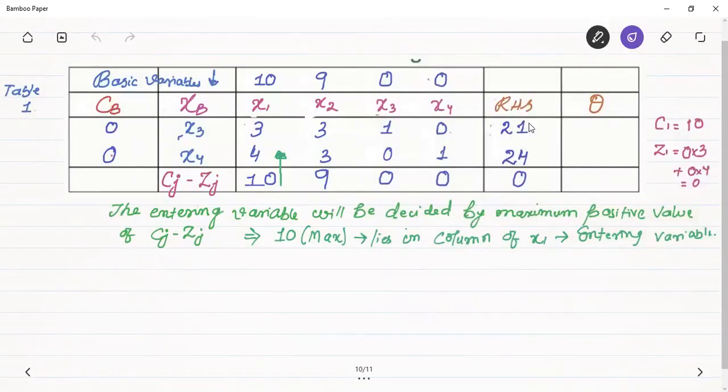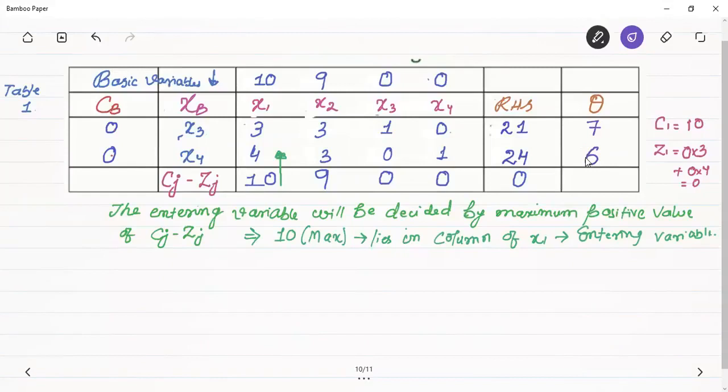RHS is 21, and the corresponding element in the key column is 3, since the first column has become the key column. 21 divided by 3 will be 7. Now tell me what will be theta for the second row, for x4? 6. Okay, fine. RHS is 24 and the corresponding element in the key column is 4. Therefore 24 divided by 4 will be 6.